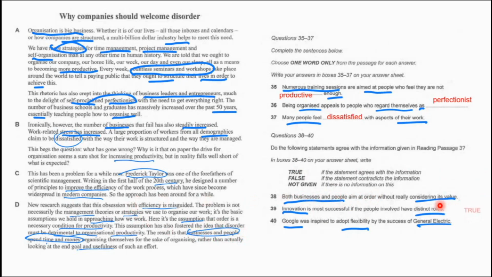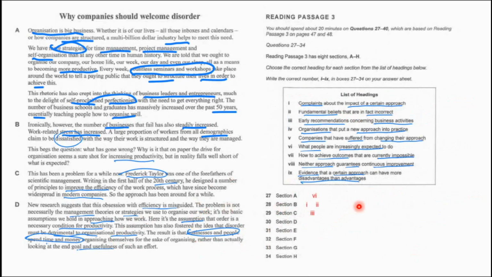The answer to the 38th question is true, but again I'm not going to explain it right now because it will be off topic, but you can pause and check it by yourself. I encourage that. After reading the paragraph to find the 38th question answer, we learn so much about this paragraph, so we want to use this knowledge right away to find the answers to our list of headings question.